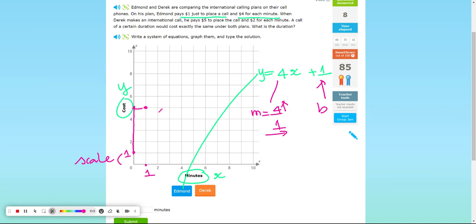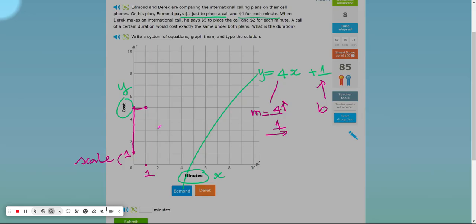Is that this one? No. Here we go. So start with number 1. Okay. Up 4, right 1. Okay. Make sure I click to the new one, which is direct. Here we go.